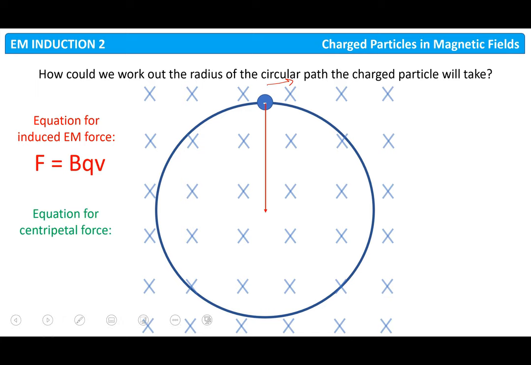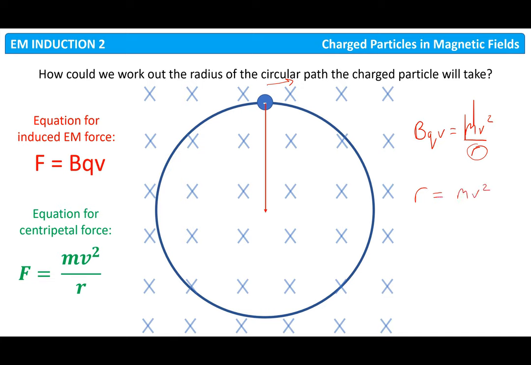We know the equation for EM force is BQV. We also know that the equation for centripetal force is equal to mv squared over r. And if we equate these to each other, if BQV is equal to mv squared over r, then we can do a little bit of rearranging to find r. R is going to be equal to mv squared over bqv, and that v is going to cancel to give me my radius equation. R is equal to mv over bq, where m is the mass of my particle, v is its speed, B is the flux density or the magnetic field strength, and Q is the charge of my particle.